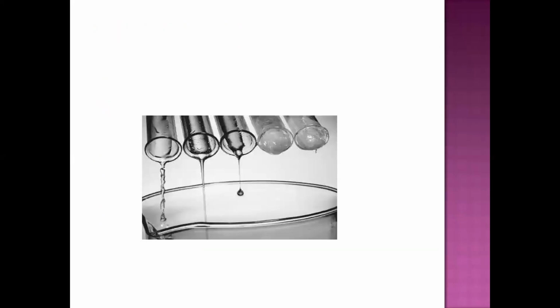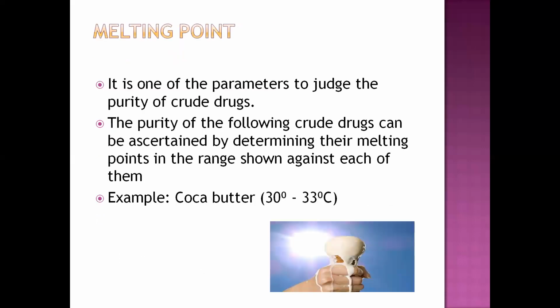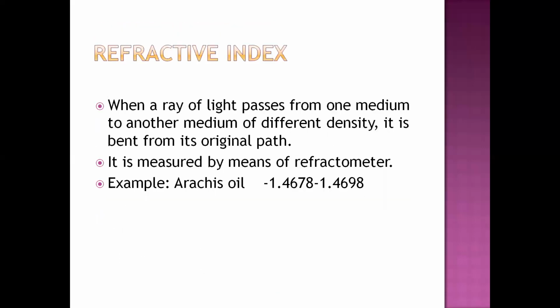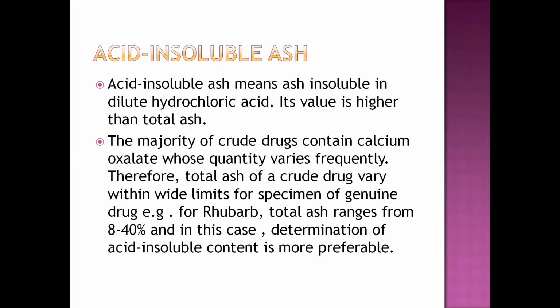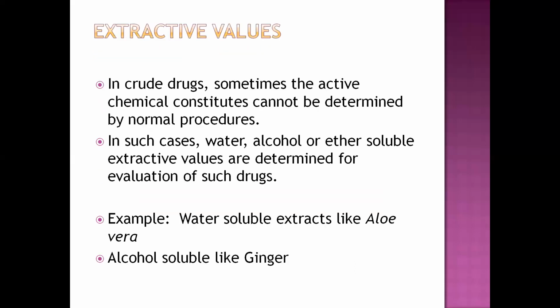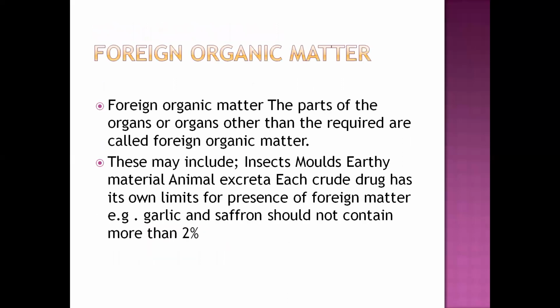I am again repeating the parameters. First one is the viscosity, then moisture content, कितना प्रेजेंट है, उसमें मेल्टिंग पॉइंट क्या है, ऑप्टिकल रोटेशन, रिफ्रैक्टिव इंडेक्स कितना है, एश कंटेंट, एश कंटेंट में टोटल एश, एसिड इंसोल्यूबल एश, वाटर सोल्यूबल में कितना है वो एश, then सल्फेटेड एश. After ash, एक्सट्रैक्टिव वैल्यू कितनी है, आपका केमिकल कॉन्स्टिट्यूएंट कितना एक्सट्रैक्ट आउट होके आ रहा है, then RF value, RF value कितना है, ये क्रोमेटोग्राफी में हेल्प करते हैं, then the foreign organic matter. So all these are parameters that come under the physical evaluation.